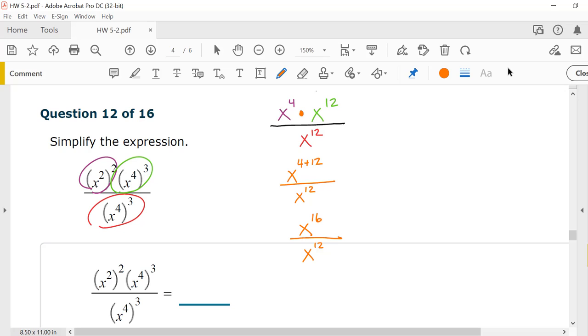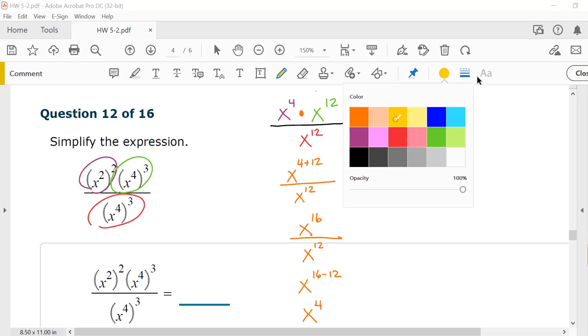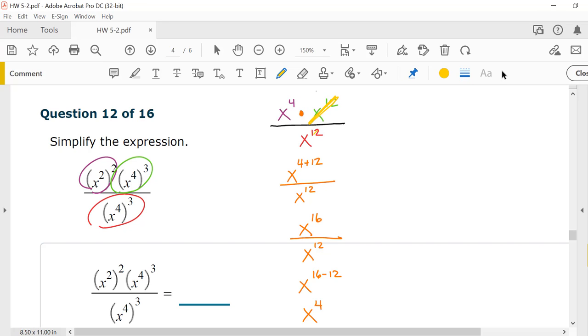Now, when you're dividing like bases, you subtract the exponents. So that's x to the 16 minus 12, which is x to the 4. If you had canceled the common factors in the numerator and denominator, you would have been left with just x to the 4th.